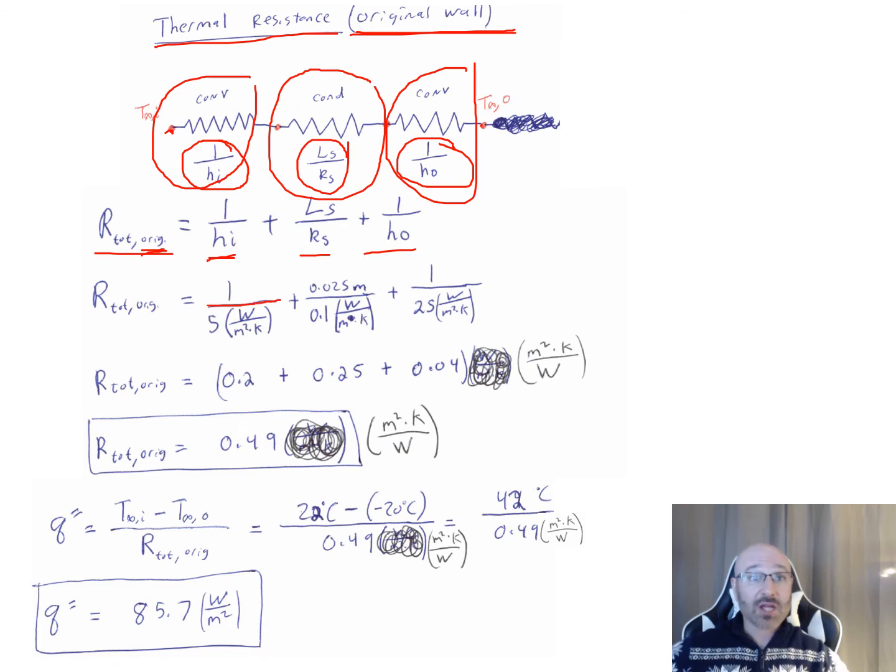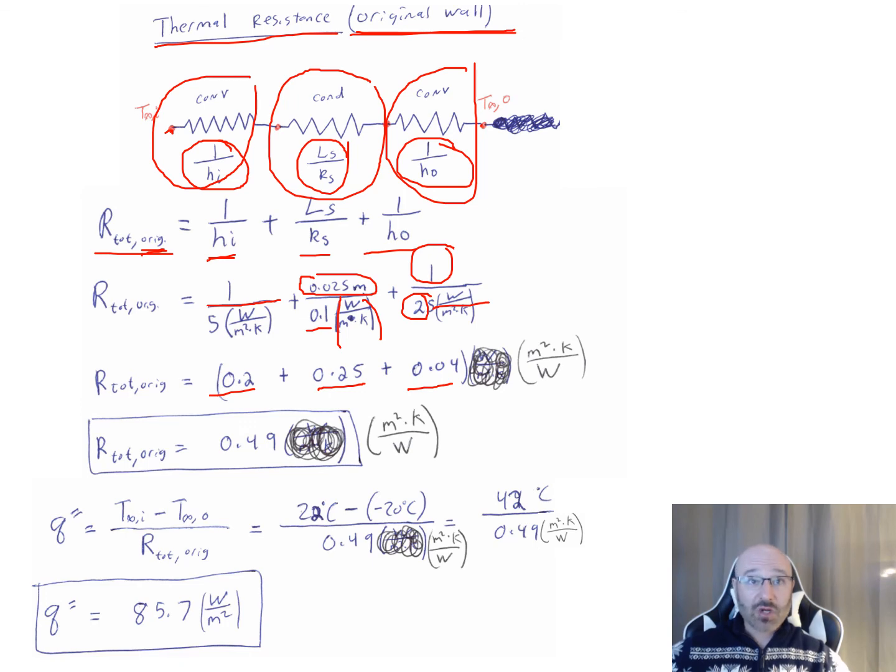So I have 1 over my value for h_i, which is 5 watts per meter squared times Kelvin, plus my Ls, which is 0.025. I've converted to meters, because meters and meters, divided by 0.1 watts per meter times Kelvin. Then we have 1 over my h_o value, which is 25 watts per meter squared times Kelvin. Go ahead and plug these into a calculator, Excel, whatever you want, or do them by hand. 1 over 5 is 0.2, 0.025 over 0.1 is 0.25, and 1 over 25 is 0.04.